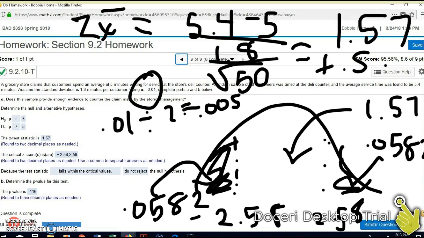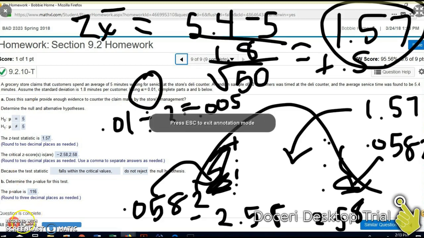When you look up negative 1.57, make sure you're looking up your test statistic when you go to your table and not your critical value, because I continue to do that. But you want to know the area for the test statistic. So when you do 0.058 times 2 or 0.0582 times 2, you round it to 3 decimal places and you get 0.116. And that is all of section 9.2.